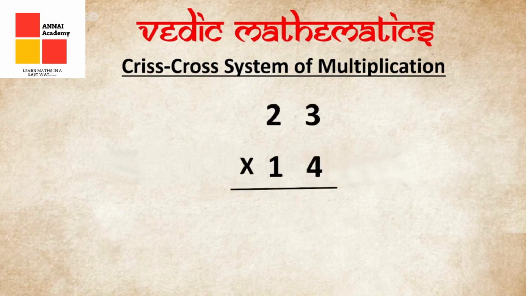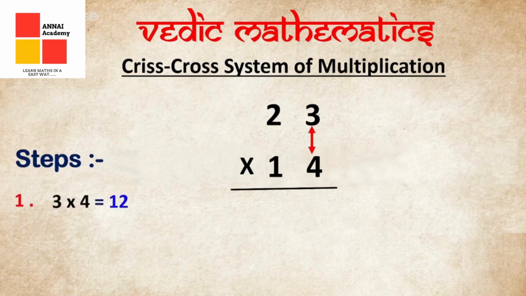We have to carry in this example. Let's see how we can solve such questions by the criss-cross method. First of all, we will multiply the numbers of unit place. This is our step 1. 3 into 4 is 12. 12 is a two-digit number. We will keep 2 here and carry 1.